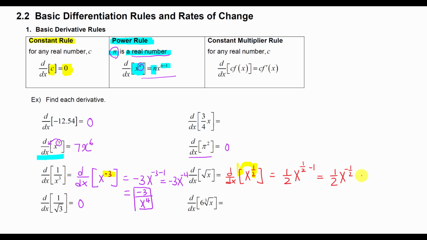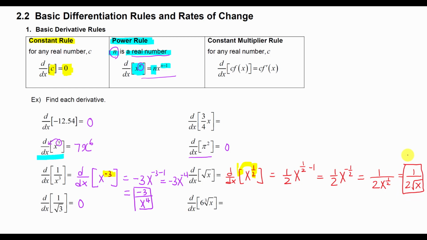We cannot leave a negative power as an answer. So that will be 1 over 2, and x to the negative 1/2 power goes to the denominator. So x to the positive 1/2 power, and positive 1/2 power is radical x. So that will be the answer. The derivative of the square root of x is 1 over 2 square root of x.